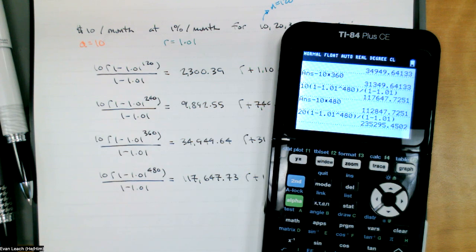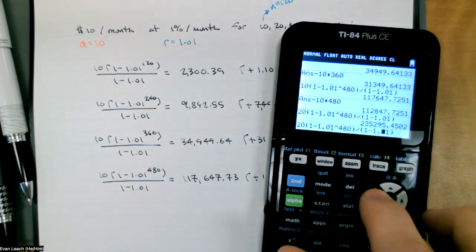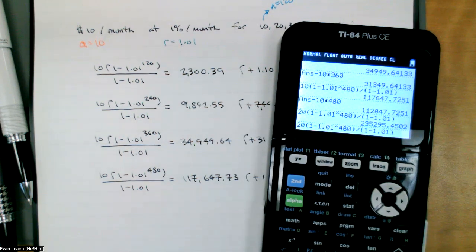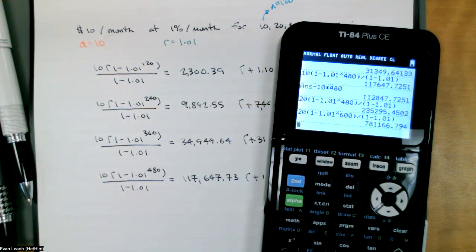So you might think, I can't afford to put $10 a month away that I won't be looking at for the next 40 years. But on the other hand, can you really afford not to? Because what if you start now and keep going until 70? So 600. Just 10 more years, and we go from 235 to 781.